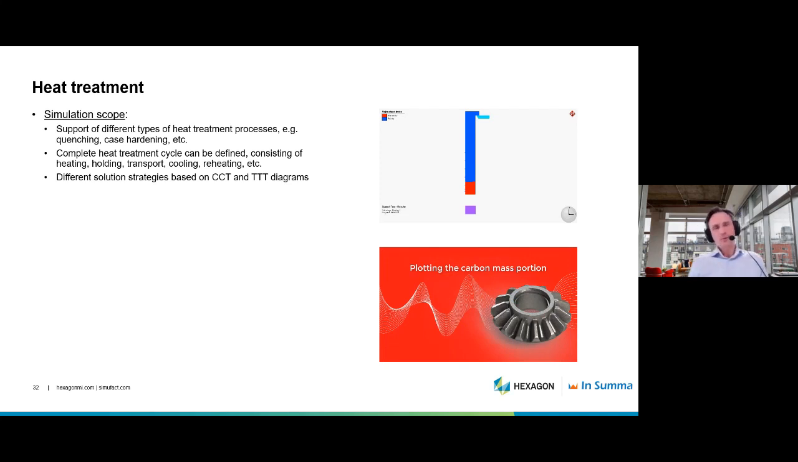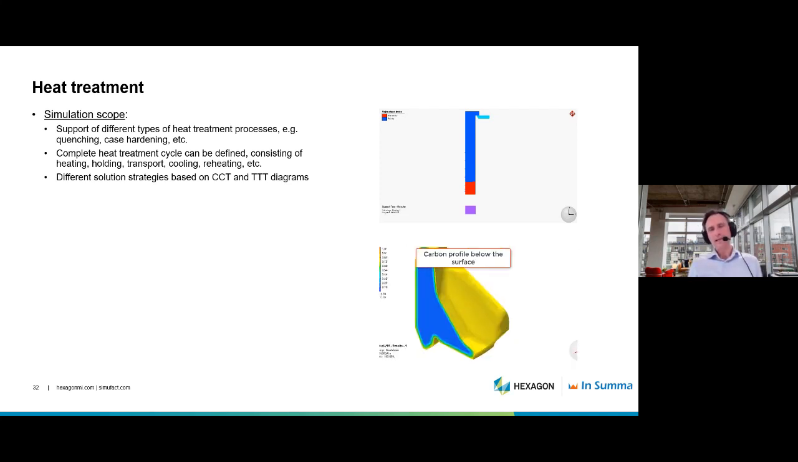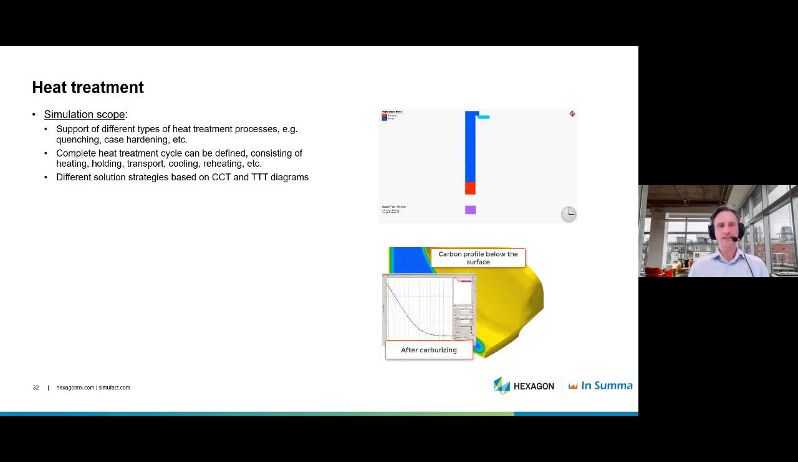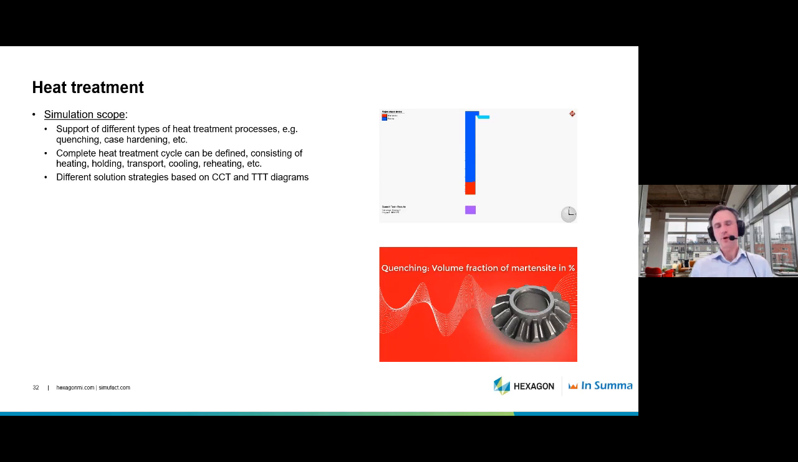So the sequence of steps you can define in any heat treatment process can also be quite sophisticated. You can think about the heating step, holding, transport, cooling, reheating, et cetera. And you can follow different solution strategies based on CCT and TTT diagrams to obtain the final phases in the material and also to estimate the final mechanical properties.